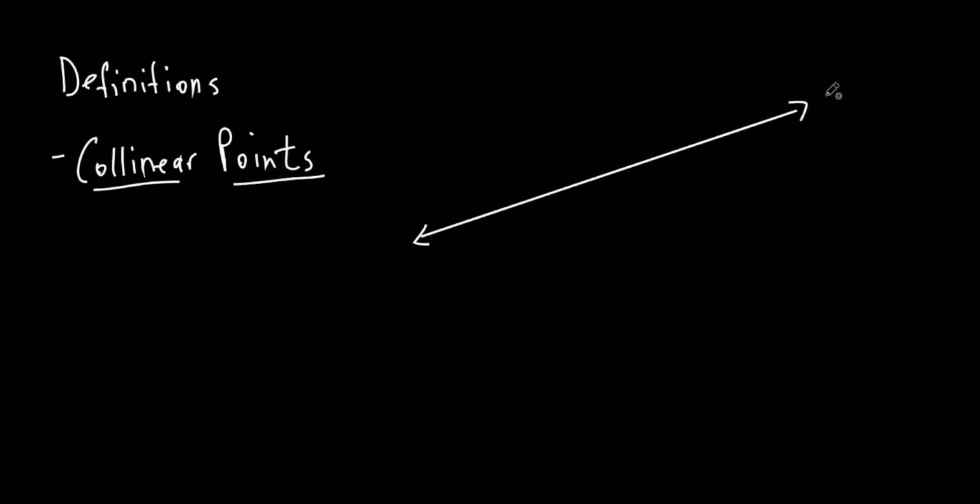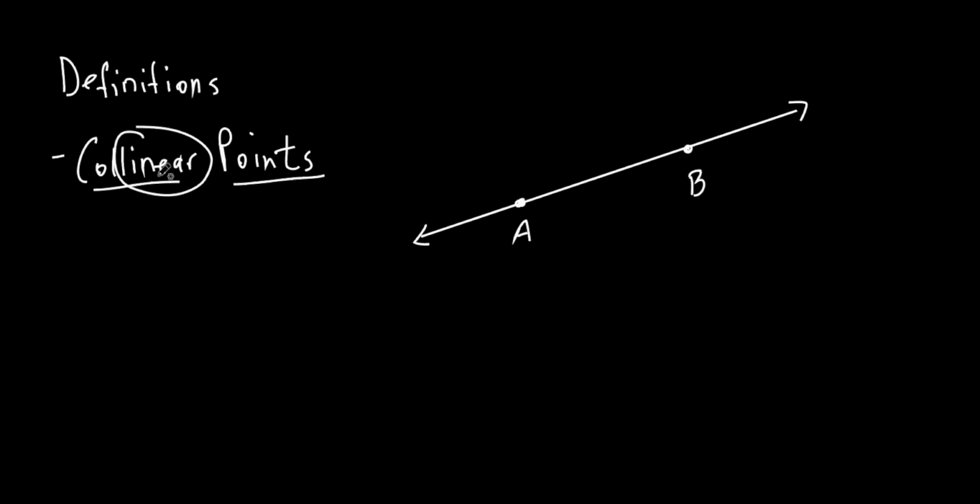All right, there's a line. It's got arrows on both ends. Collinear means the points do what? They lie where? On the same line. So I could have a point right here and a point right here. We'll just go AB again. So points A and B would be considered what kind of points? Collinear, okay? Collinear.